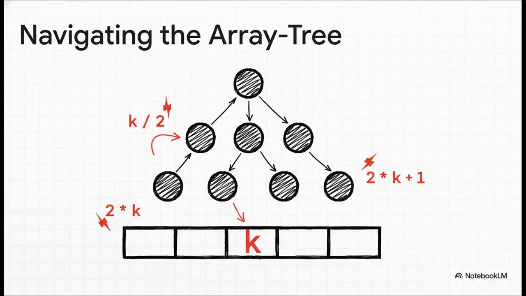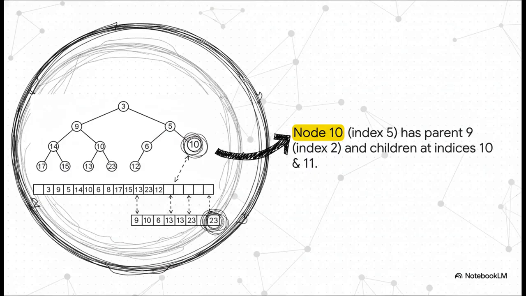So here are the golden rules, the secret formulas. If you have a node at position k in the array, you can find its parent by just going to index k divided by 2. Easy. Its children, the left one is always at 2 times k, and the right one is at 2 times k plus 1. No searching, no guesswork, just instant, blazing fast math. All right, let's see this in action to make it real.